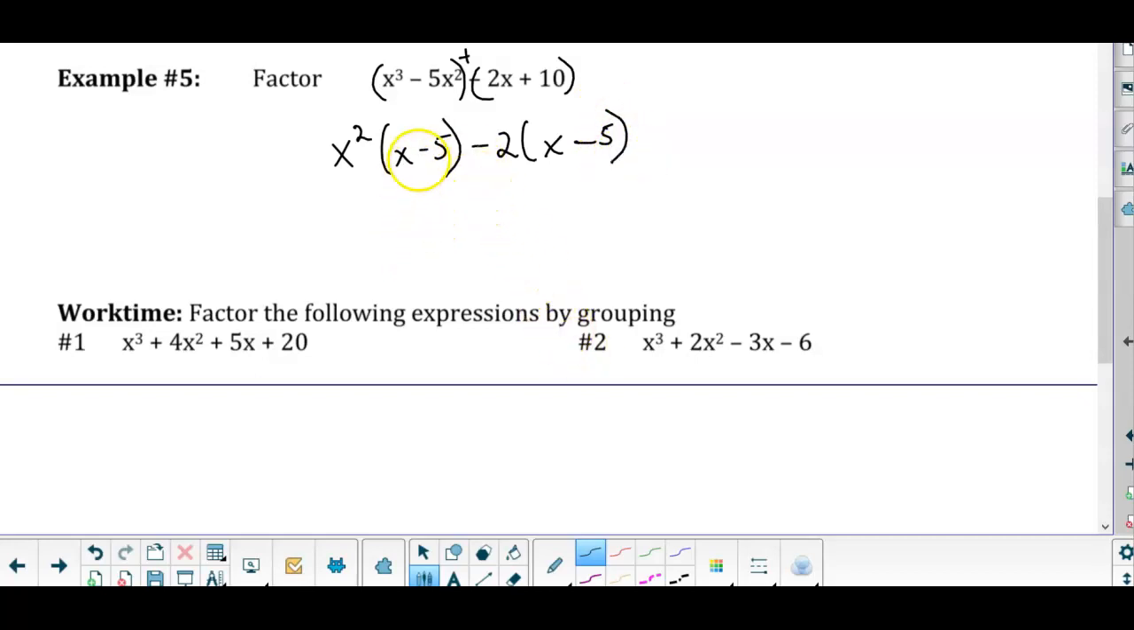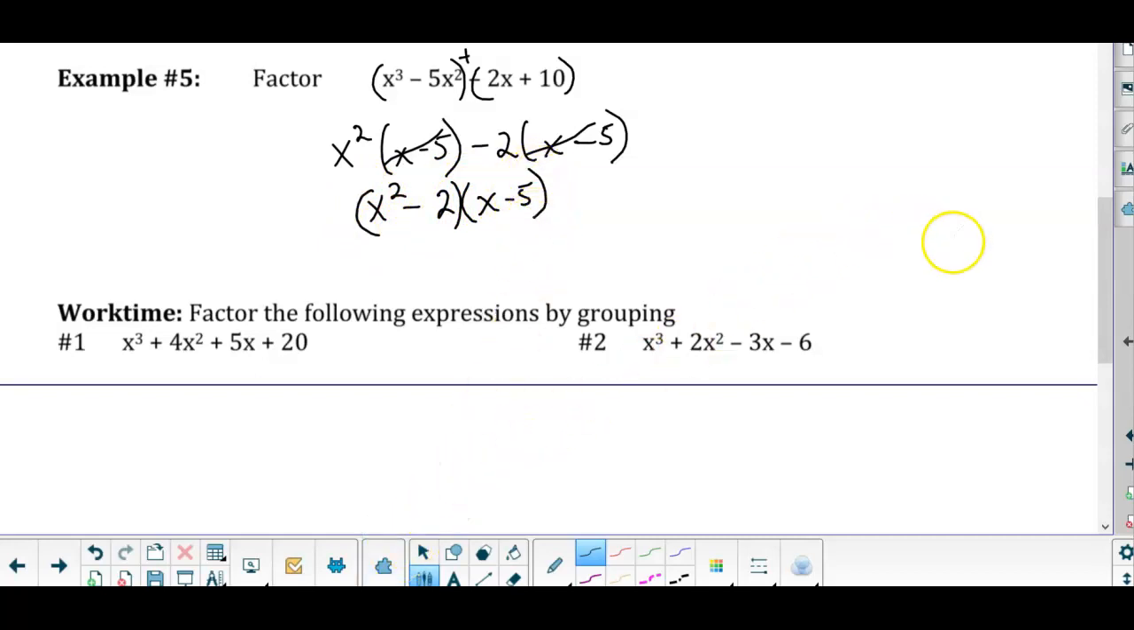So now, I can also check, hey, these are the same. Winner, winner, chicken dinner. All right, so that leaves us, when I take this out and take that out, that leaves us x squared minus 2. But what I took out is x minus 5. So we're going to multiply by that.